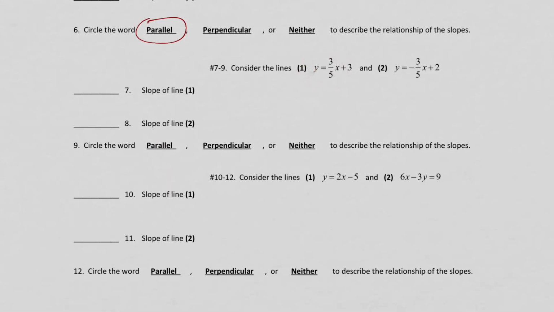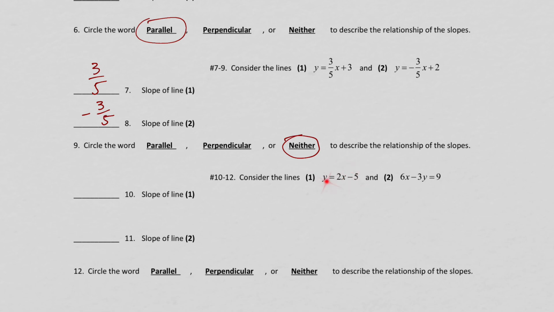These are also in slope-intercept form. So the slope of this one is 3/5. The slope of this is -3/5. Now these are opposites, different signs, but they're not reciprocals. So they need to be both opposite and reciprocals to be perpendicular. So these are neither.